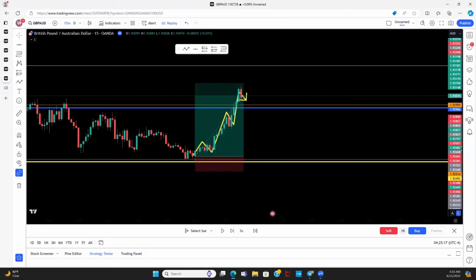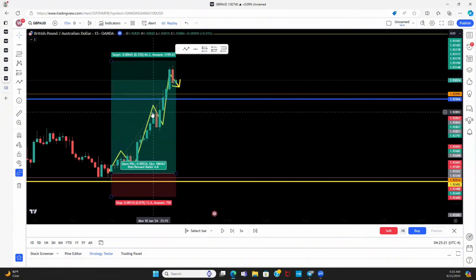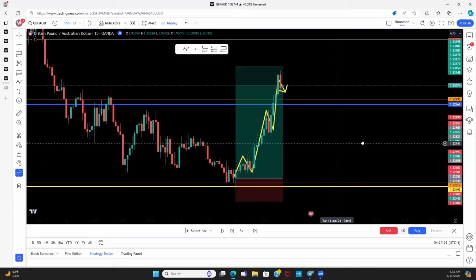So let me ask you this. Would you rather catch these consecutive green candlesticks, or are you okay with just catching one quick red candlestick and then possibly getting caught in a quote unquote fake out or quote unquote liquidity sweep? It's up to you, right?